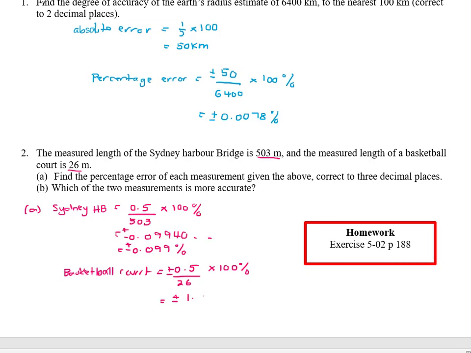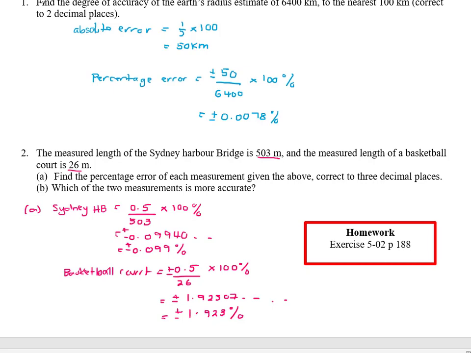I get 1.92307. So it's a lot of decimal places. We've been asked to do this to 3 decimal places, so it's 1.923%. And I've nearly finished.